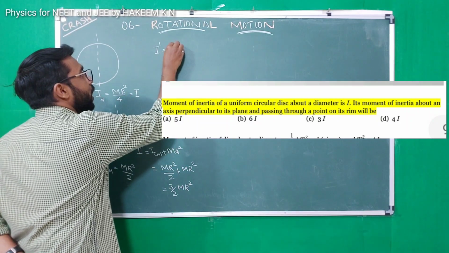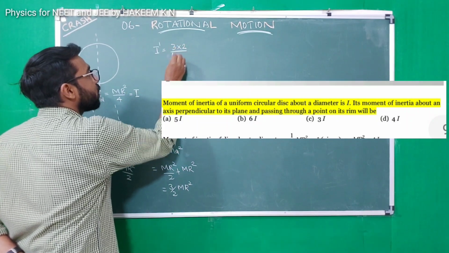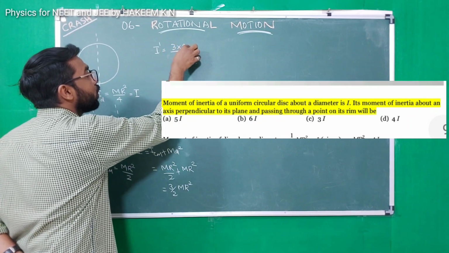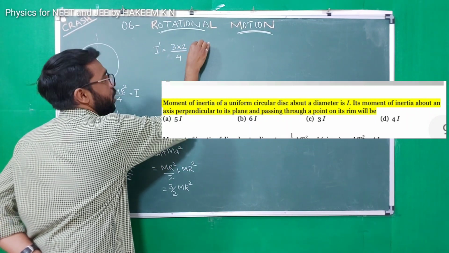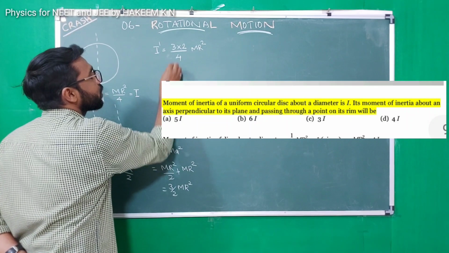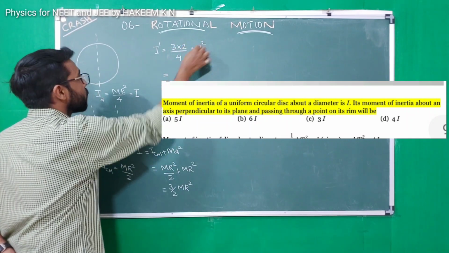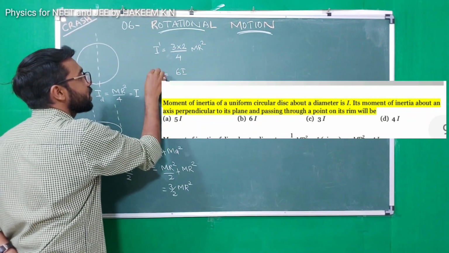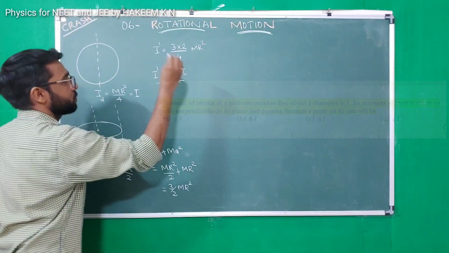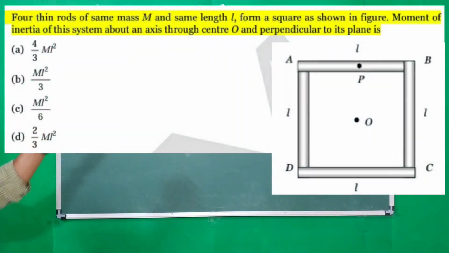So I am multiplying the numerator and denominator by 2. So we will get 3 into 2/4 MR². 3 into 2 is 6, so 6 into MR²/4. 6I is the answer. Next question.